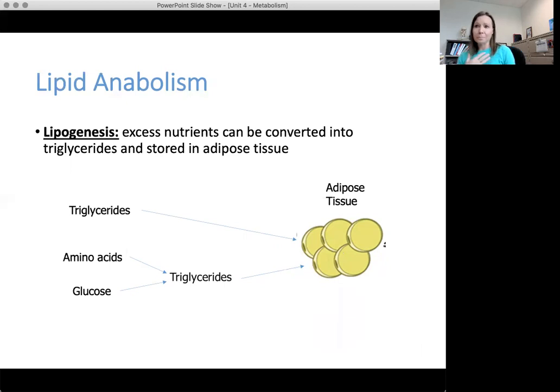And triglycerides are stored in adipose tissue. That's the fatty tissue in your body until they're needed to make ATP. So adipose tissue stores about 98% of all your energy reserves. The other 2% is glycogen.